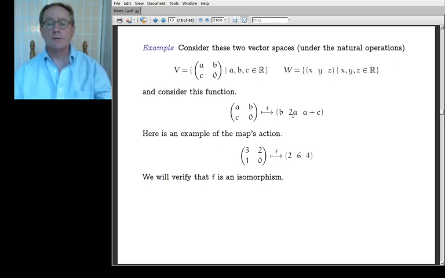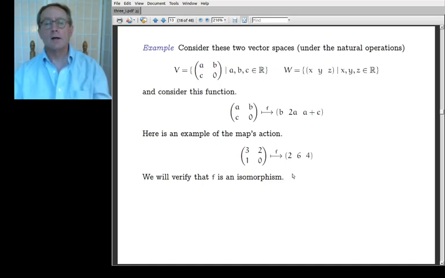First one was very straightforward. This one is slightly less straightforward. That's how you do examples. What do you put in the third slot? You take the upper left, add the lower left, and put that in the third slot. So as an example, 3210 maps to 264.